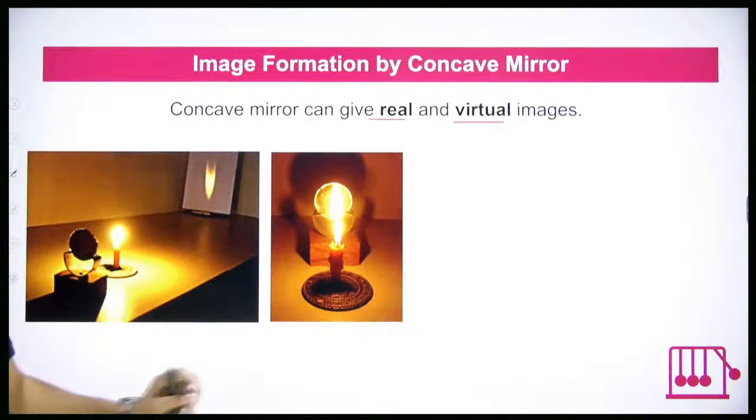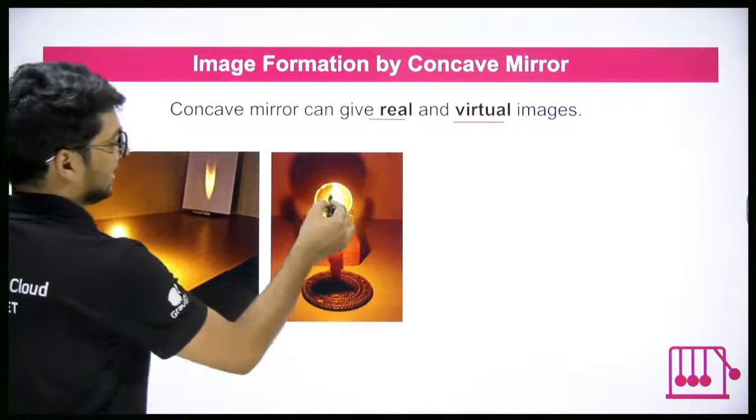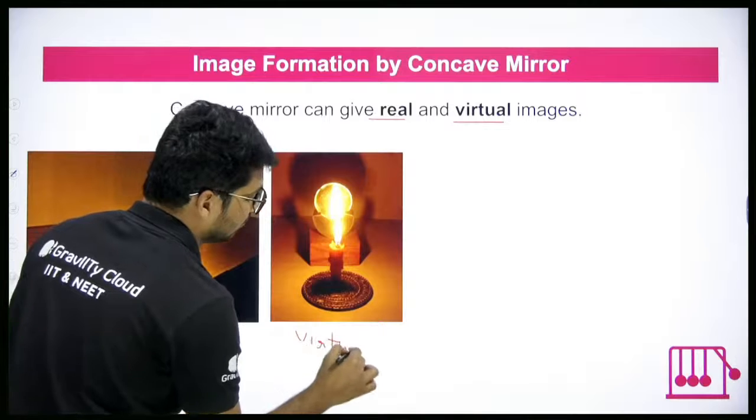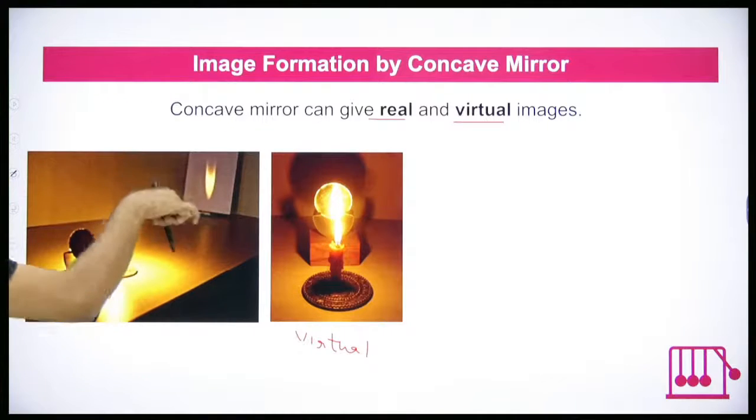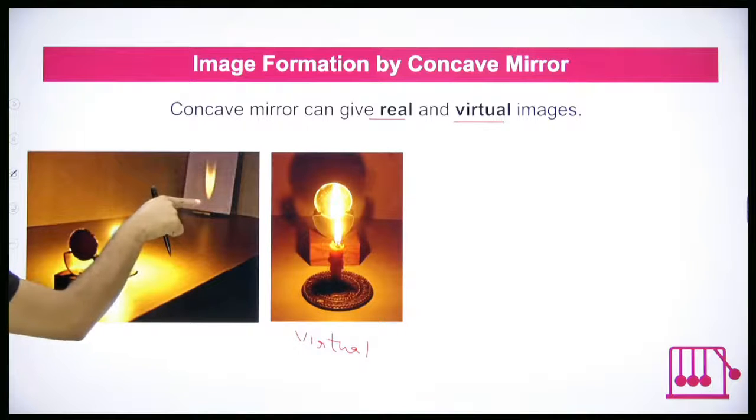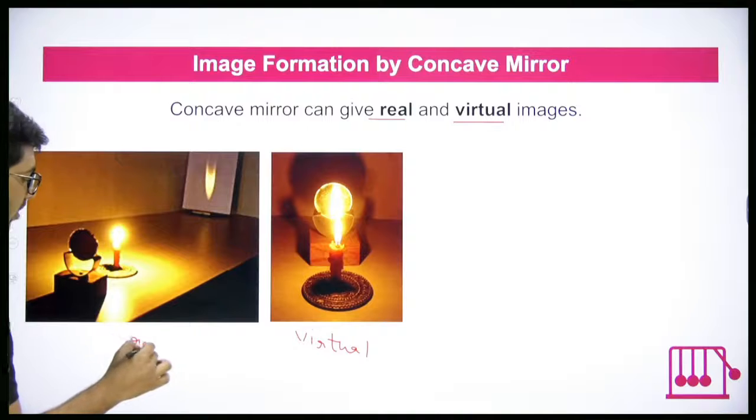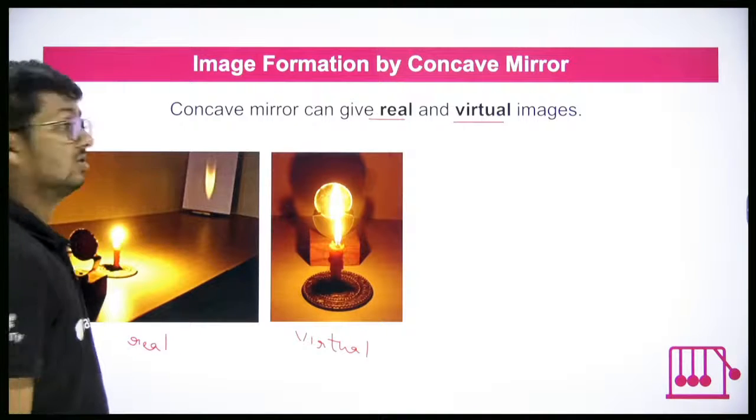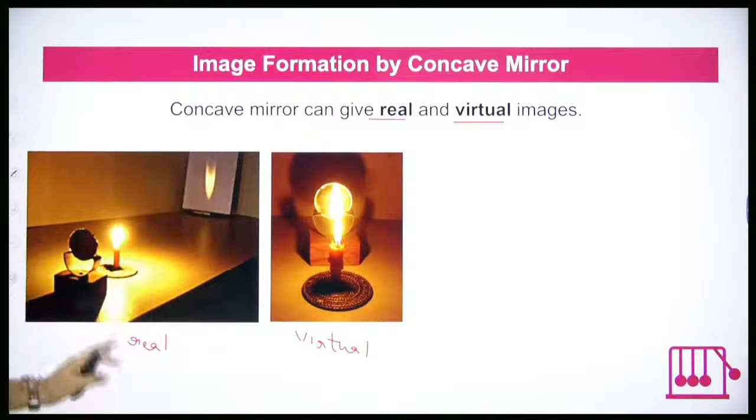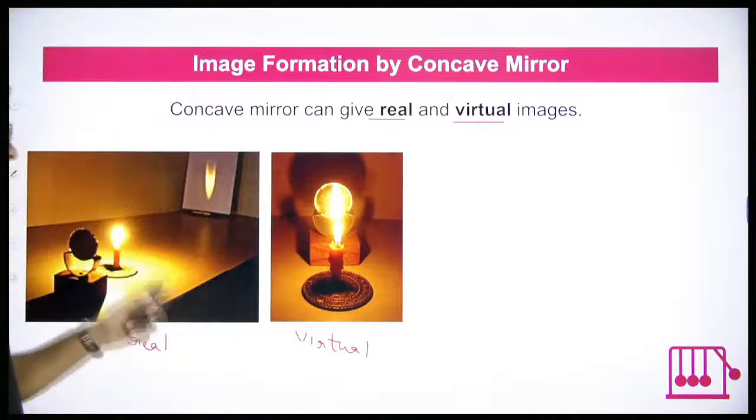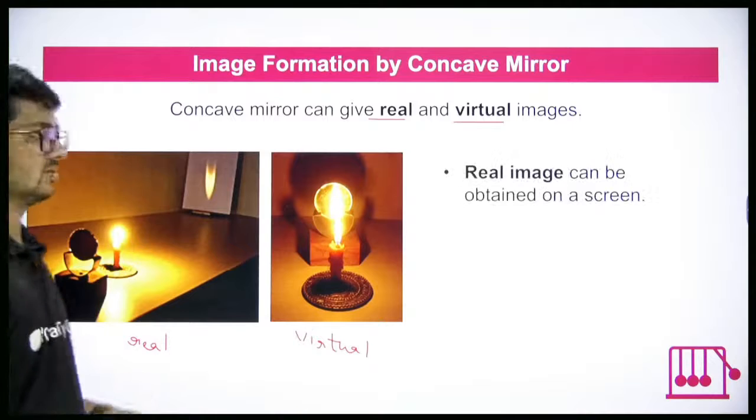A simple example is given here. So here it is erect. Erect will mean what? Virtual. This is virtual. And here it is obtained on a screen, first of all. So it is real. And if you look at the image, see the point, the tip of the flame is down. That is inverted, will mean what? Real. So using a concave mirror, we can get what? Both real as well as virtual images. Erect as well as inverted images.